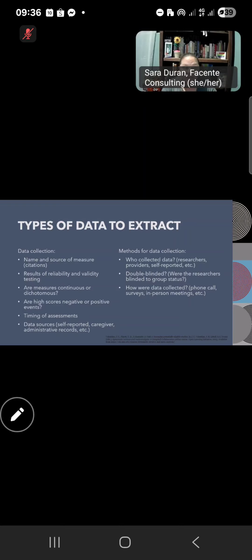And then in terms of the actual data collection, you might extract the name and the source of the measure, the results of reliability and validity testing. Are the measures continuous or dichotomous? Are high scores negative or positive events? Someone also mentioned already the timing. And then, yes, data sources. So again, who was collecting that data?